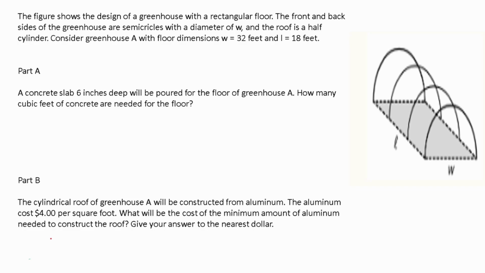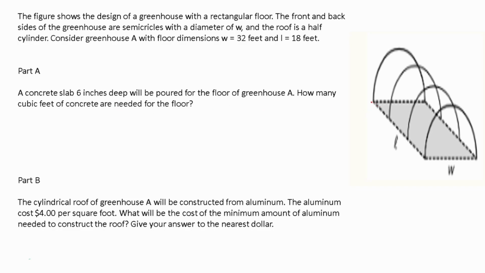Next up, let me switch my color back. It says the figure shows the design of a greenhouse with a rectangular floor. The front and the back sides of the greenhouse are semicircles with a diameter of W. The roof is a half cylinder. Consider the greenhouse with the floor dimensions width of 32 feet and length of 18 feet. A concrete slab 6 inches deep will be poured for the floor of the greenhouse. How many cubic feet of concrete are needed?